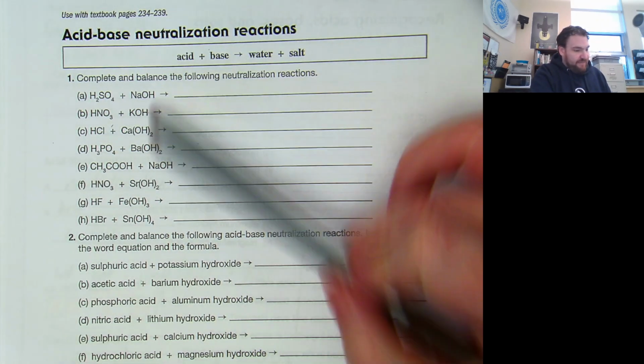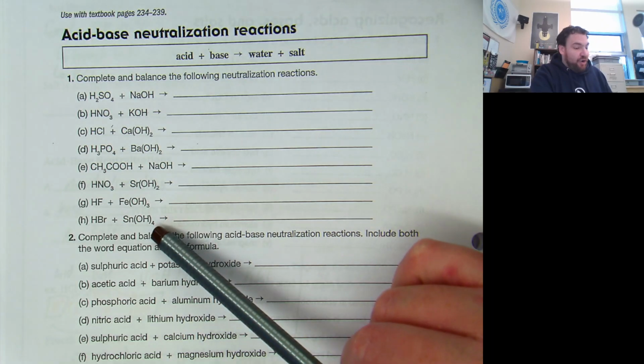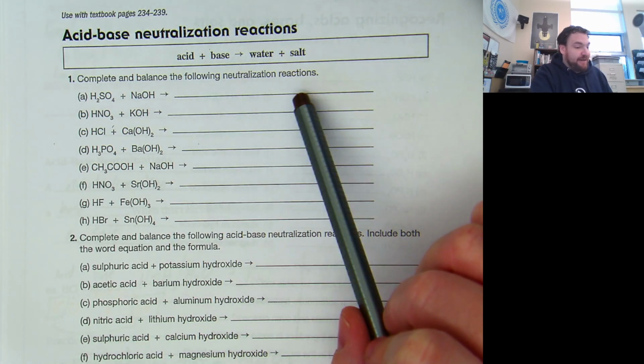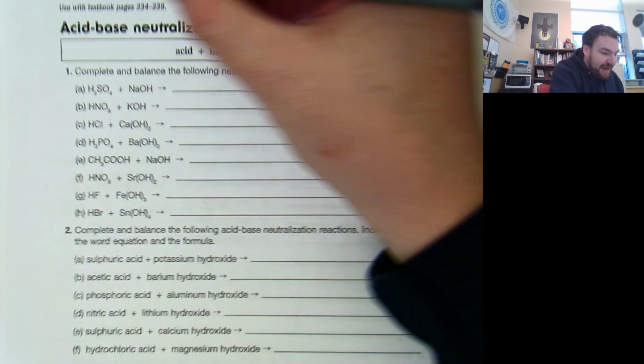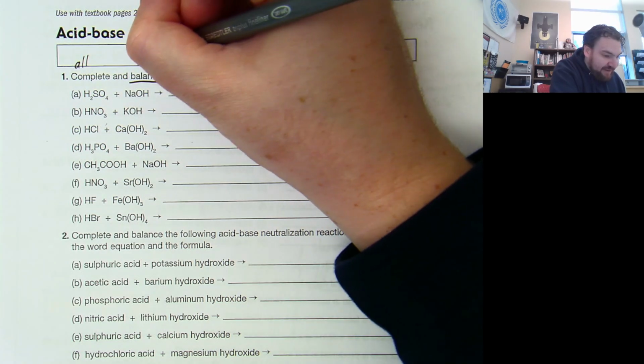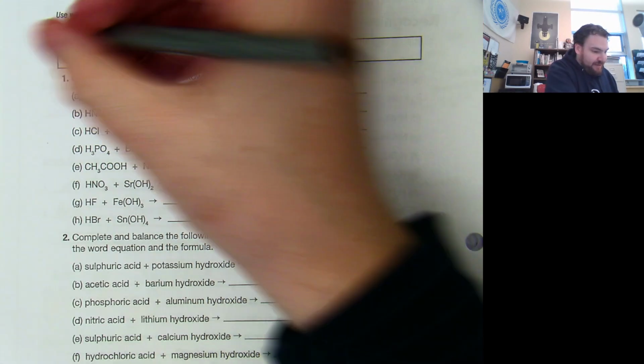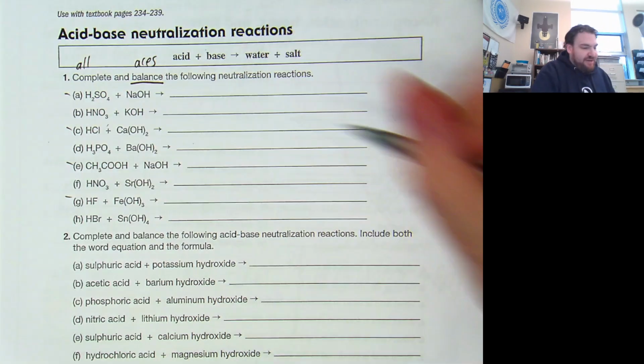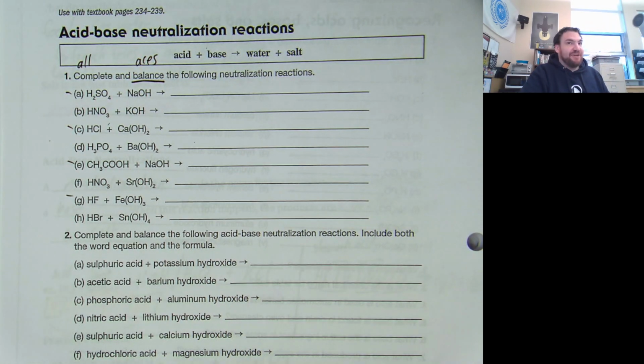I've got A through H here that are all just formula writing. I want you to complete all of them. I want you to balance the A's, so A, C, E, and G. I want you to take some time and balance those, just to review balancing a little bit.